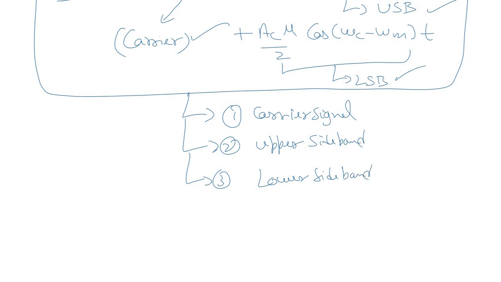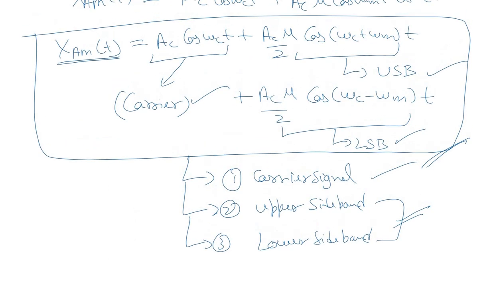Hence we give the name double sideband with carrier. There are two sidebands, double sideband with carrier signal. So the conventional amplitude modulation is also known as double sideband with carrier because we have two sidebands along with the carrier signal present in this signal. Alright. So this is the standard expression of conventional AM in the time domain.